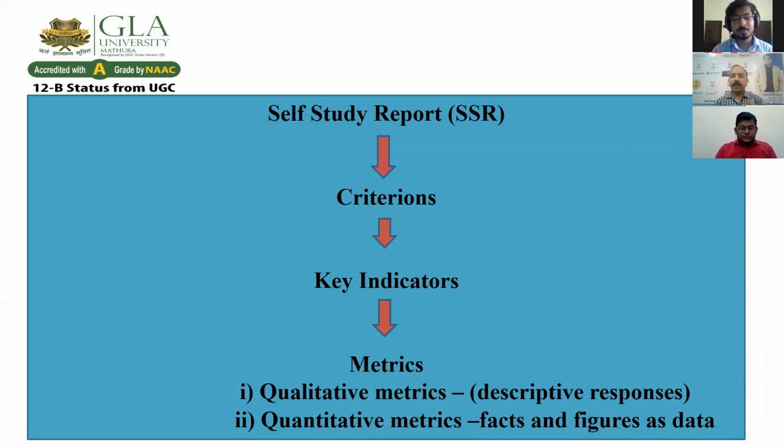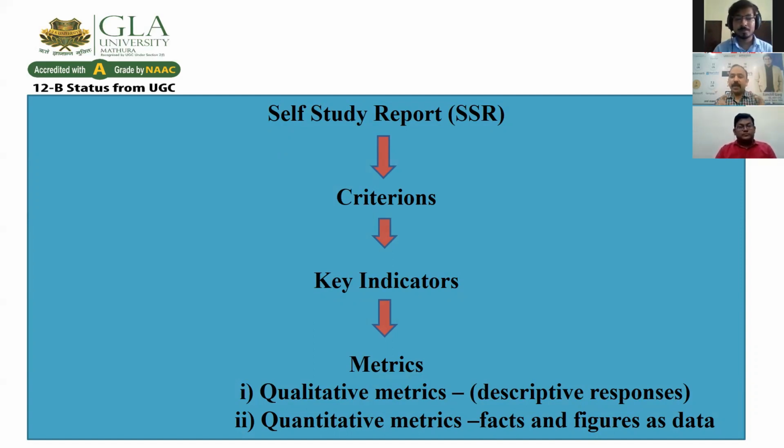They are not expecting any number or any percentage. They just need to know whether you have that particular thing on the campus, and if it exists, write a para. For example, if you have a club, society or council in the university, write a para about it. So these are the qualitative metrics.